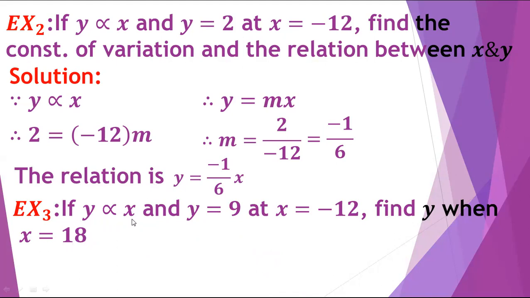Example 3. If y varies directly as x, and y equals 9 when x equals negative 12, find y when x equals 18. At first, we say y varies directly as x, then y equals mx. This is the first step.